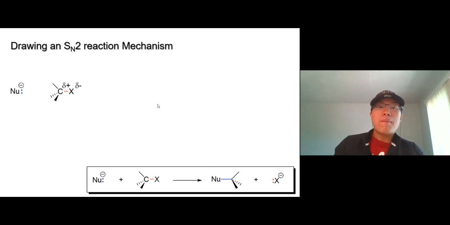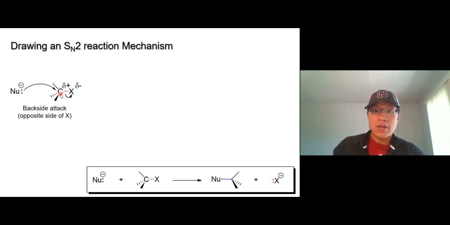When you draw an SN2 mechanism, you're going to have two substrates, only these two. We're going to have an alkyl halide with a good leaving group, there's a leaving group right there, and a nucleophile. Every time you draw a curved arrow, we draw it from a nucleophile to an electrophilic center. This one is backside attack, which is from the opposite side of the leaving group. Leaving group on the right, the nucleophile approaches from the left.